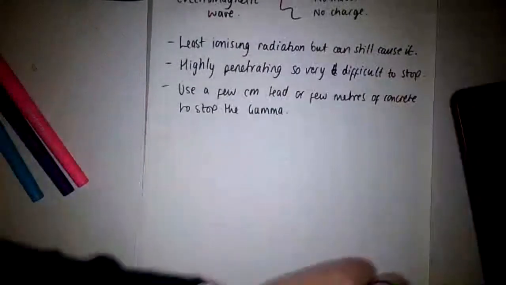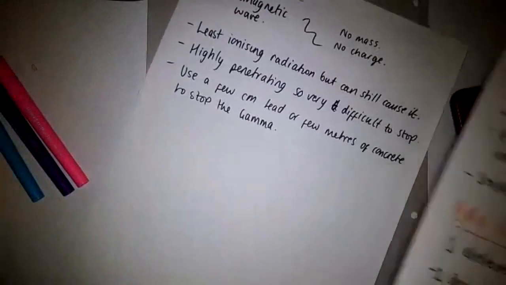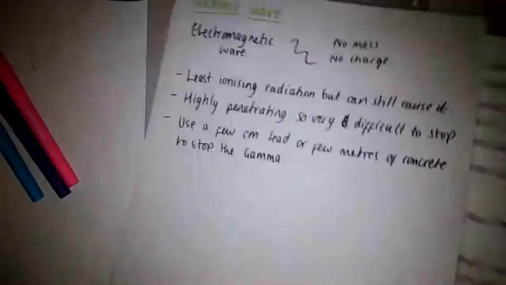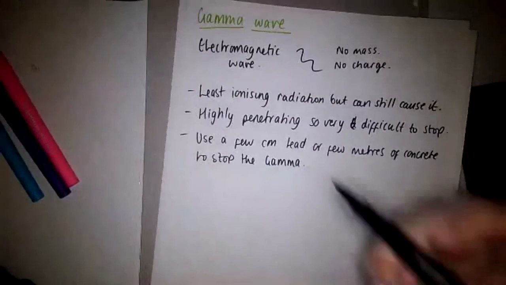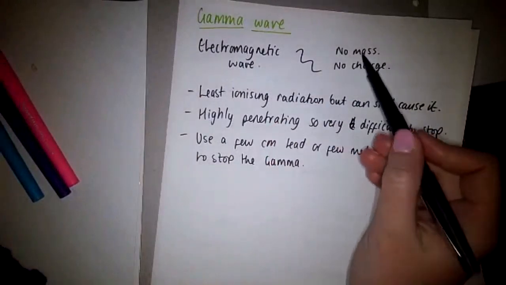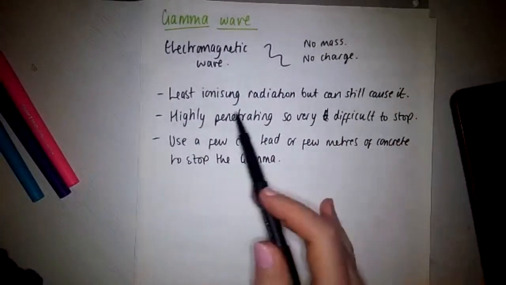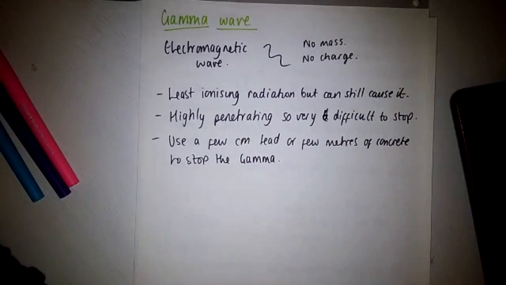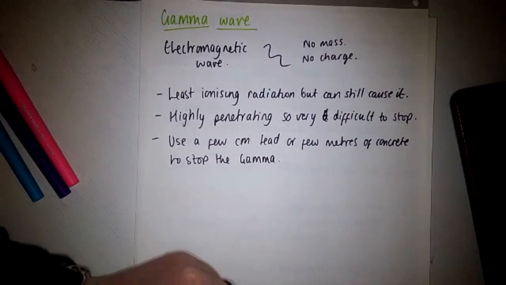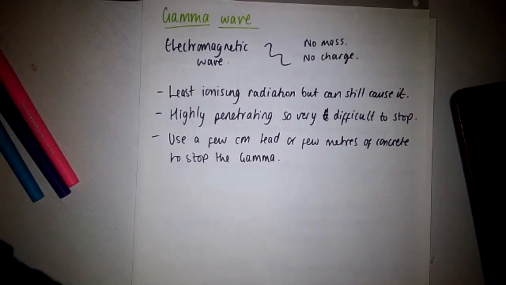And then a gamma wave, as you can see, there's a distinct difference in the notes, isn't there? There's quite a few notes there. Not an awful lot to say about gamma. They're an electromagnetic wave. They have no mass, no charge, least ionizing, highly penetrating, and you need to use a few centimeters of lead or a few meters of concrete to stop the gamma. And that is it for the 3 types of radiation.